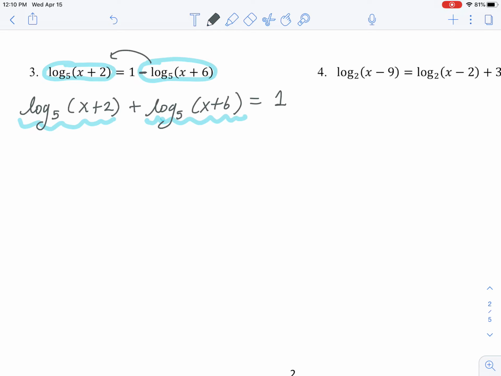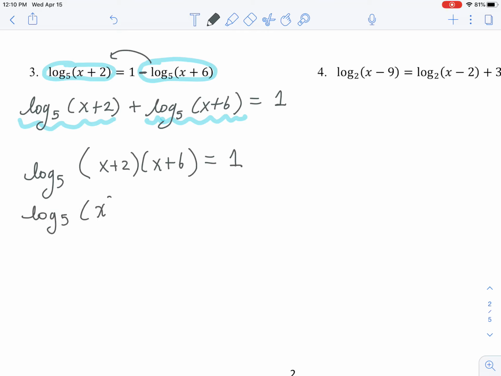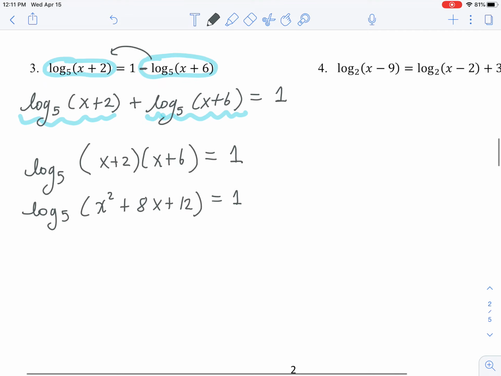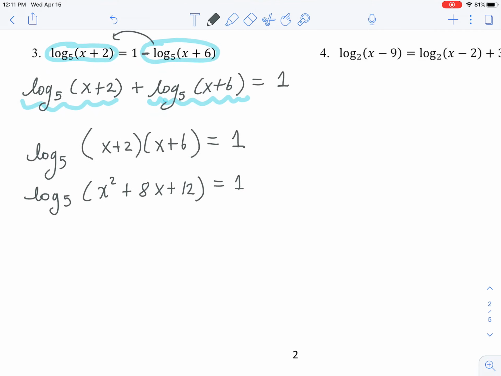Now, we're going to combine these 2 together. Notice they're common base logs, and they're connected by a plus sign. So what rule are we using? We're using the product rule. So log base 5 of x plus 2 times x plus 6, and now that equals what number? 1. Let's FOIL this. Log base 5 of x squared plus 8x plus 12 equals 1. I FOILed and simplified the middle terms. I know you can do that.